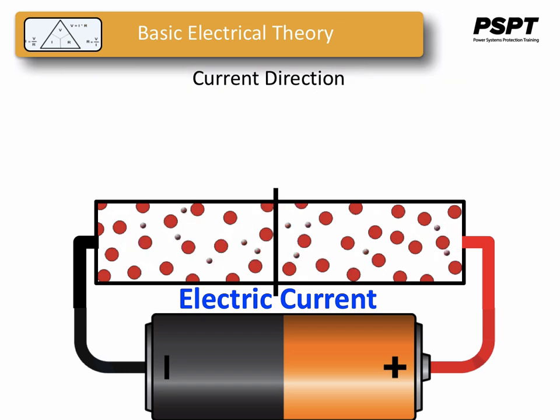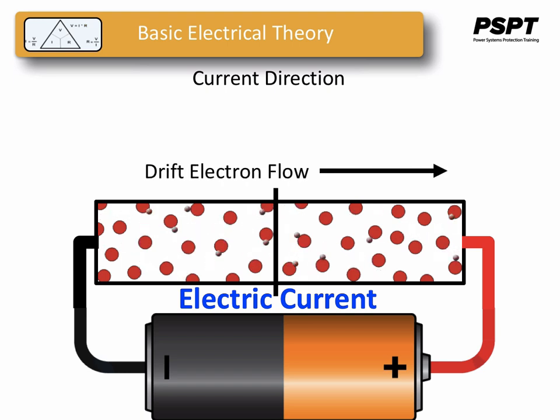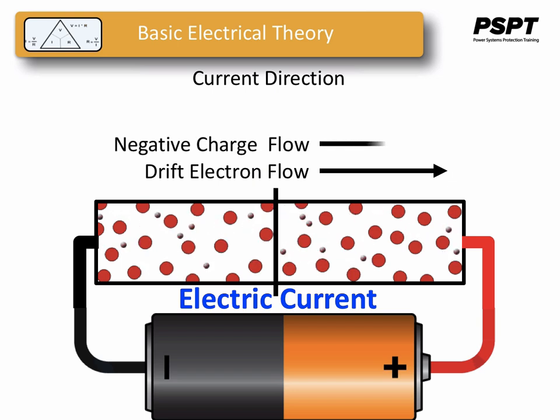So far, we've been talking about charges flowing past a point in a conductor. Really, we haven't defined direction, and we're about to change that right now. We're going to define the direction of electric current. The drift of electron flow is shown in the diagram here from left to right. In other words, electrons are drifting from left to right. The negative charge flow is also from left to right.